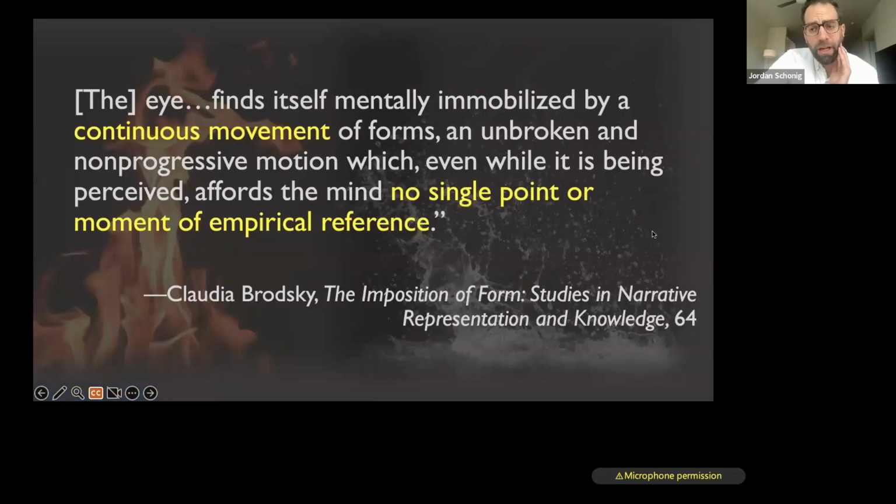Brodsky, who says, the eye finds itself mentally immobilized by a continuous movement of forms in the beholding of fire and water, an unbroken and non-progressive motion which, even while it is being perceived, affords the mind no single point or moment of empirical reference. So what she's explaining is basically that fire and water have too much protean shape-shifting movement for us to behold them as static bounded entities.